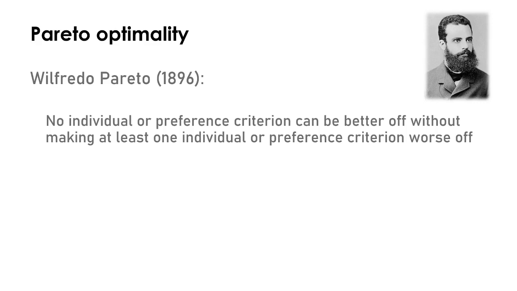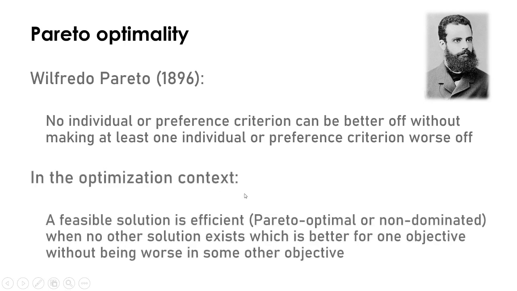There is a major concept within the area of multi-objective optimization, which is Pareto optimality, first stated by Wilfredo Pareto in 1896, according to which no individual preference criterion can be better off without making at least one individual preference criterion worse off. That statement led to the definition of optimality in terms of Pareto, which says that in the optimization context, a feasible solution is efficient.